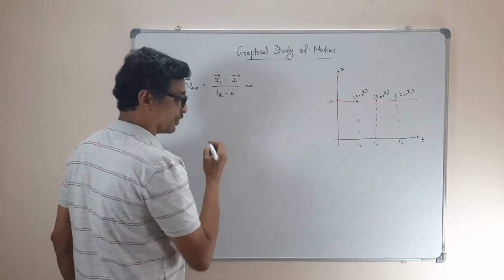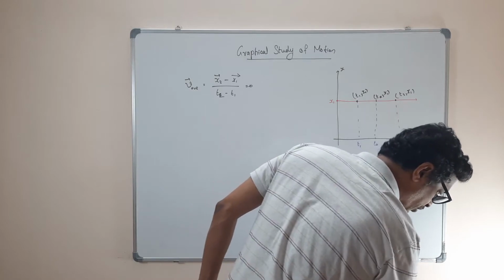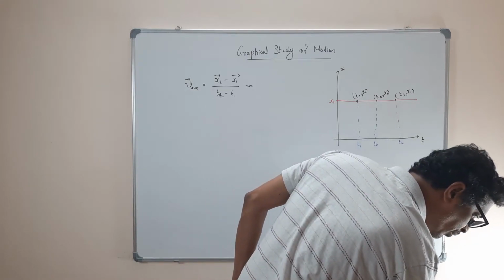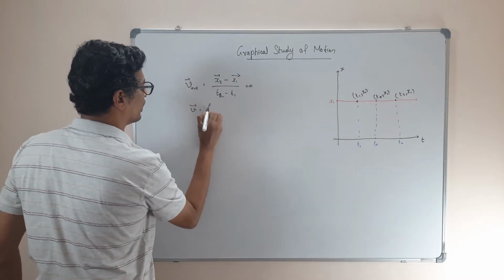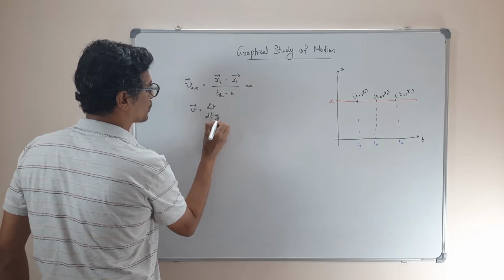What is the instantaneous velocity? What is the symbol for instantaneous velocity we wrote last time? You remember? We wrote it as v, that is the limit as dt goes to 0.